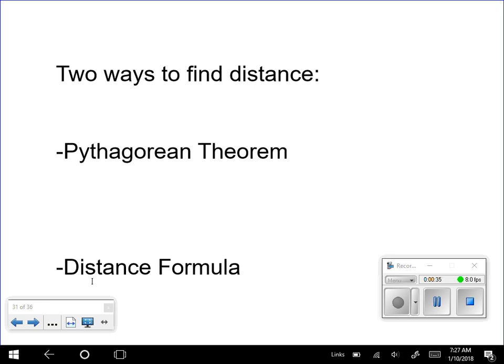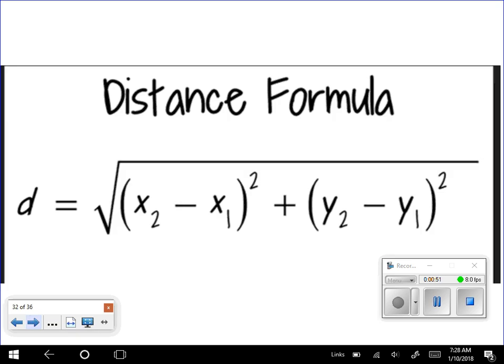On the next slide, I'm going to show you the distance formula. Please write it down. It's one of those that it may look confusing at first, but once you understand kind of where each piece goes, it will make a lot more sense. So here's the distance formula.